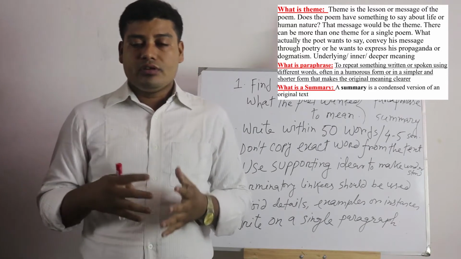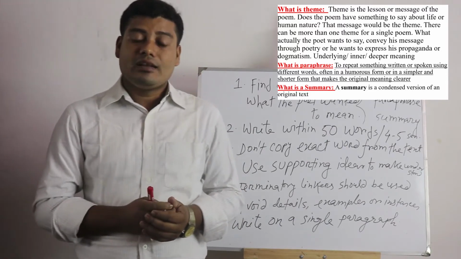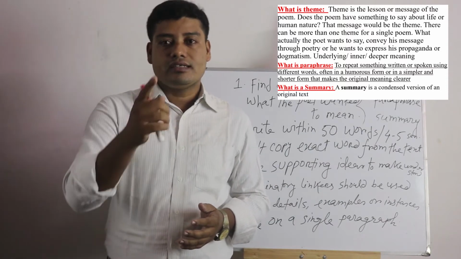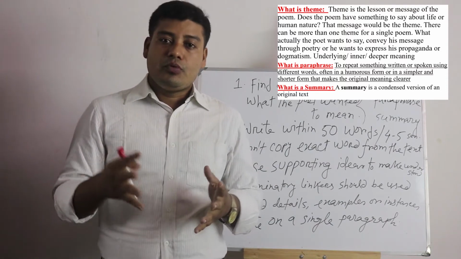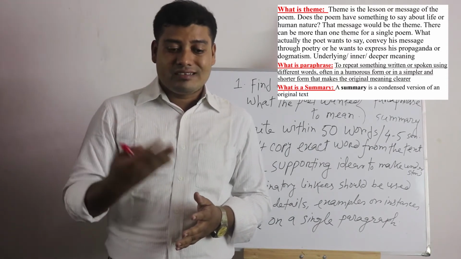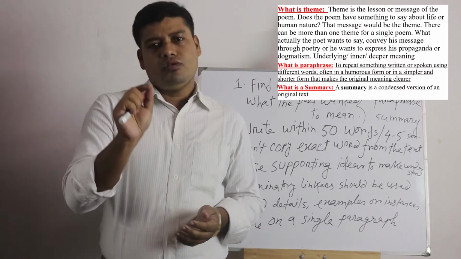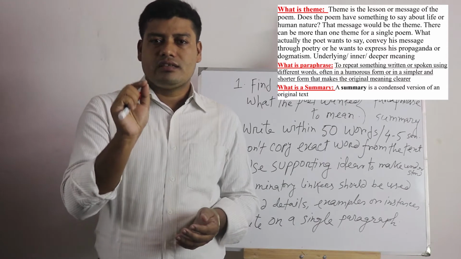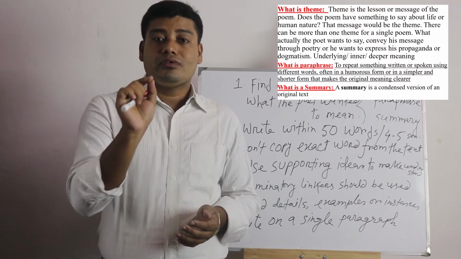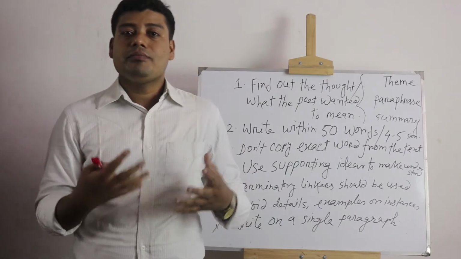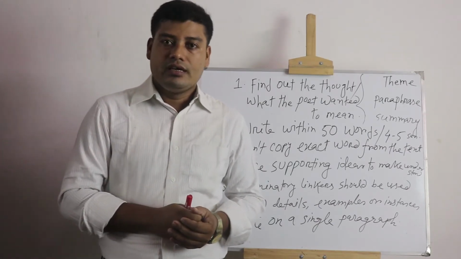So there can be more than one theme for a single poem. What the poet wants to mean, that is called theme. I mean, the poet wants to express his propaganda or his dogmatism. Whenever you start to write the theme, you will have to know about the underlying meaning of the poem. We can say it is a deeper meaning of the poem, okay?